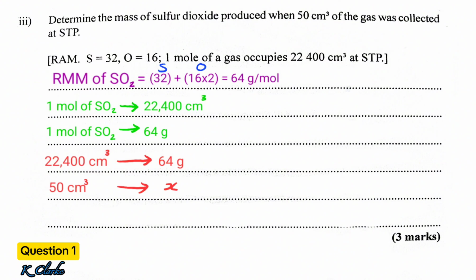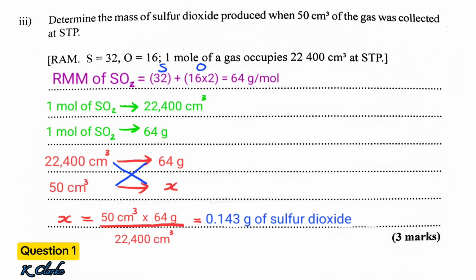Then 50 cm³ equals the unknown that we are calculating, x. We are going to cross multiply. The answer will be x equals 50 cm³ multiplied by 64 grams, and this answer divided by 22,400 cm³. The answer will be 0.143 gram of sulfur dioxide.